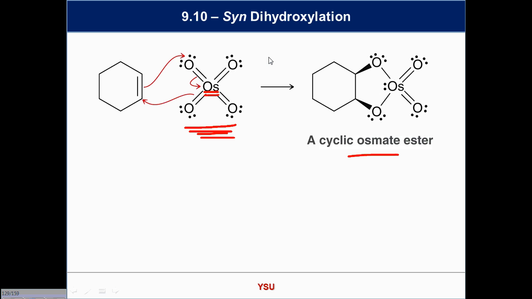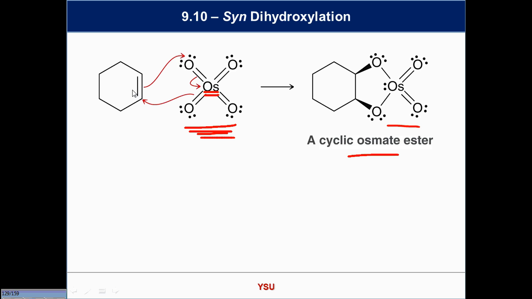How many bonds does this osmium have in that molecule? 8. And it's bonded to more electronegative elements. So give me an idea of an oxidation state. Plus 8, thank you. All right. Look at the product. What's the oxidation state over here? Plus 6. It has been reduced. And that whole thing there is the driving force for this reaction.